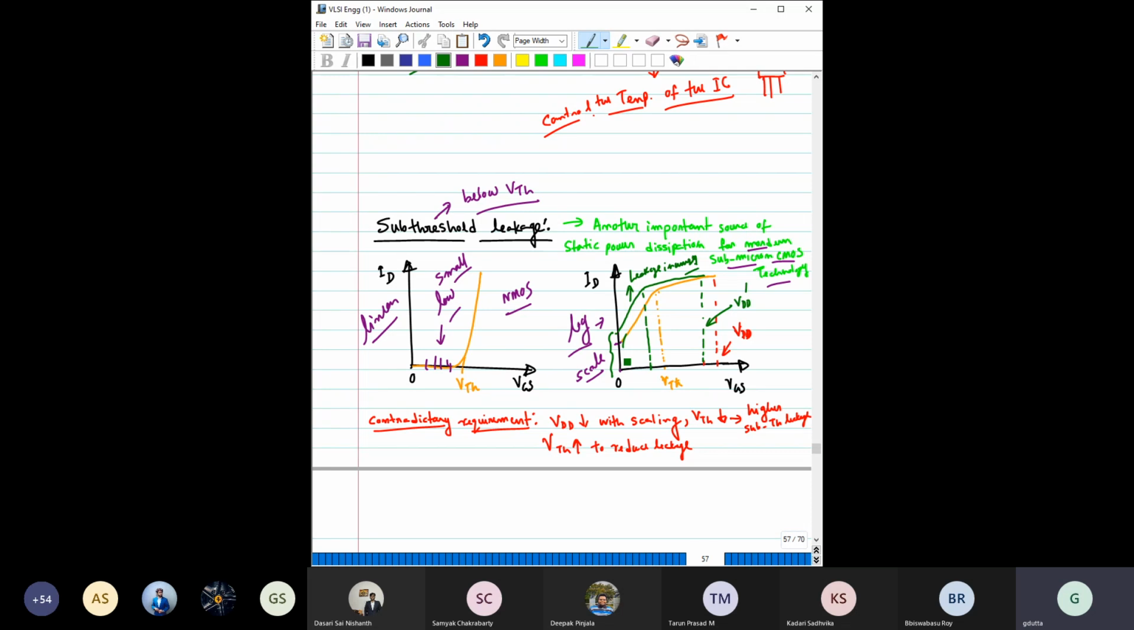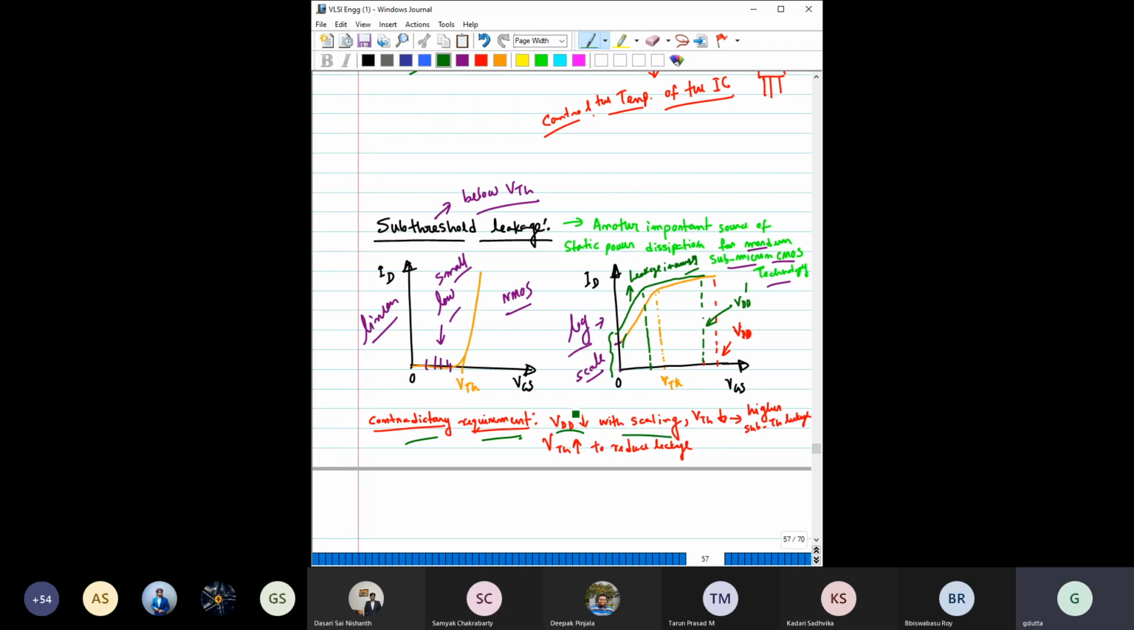So it has a finite slope, and if you consider the finite slope, you are replicating and scaling the device, then your leakage current is increasing. As a result, the power dissipation due to subthreshold leakage is becoming more and more prominent in these scaled devices. So there is a contradictory requirement from the scaling point of view. You have to reduce VDD with scaling.